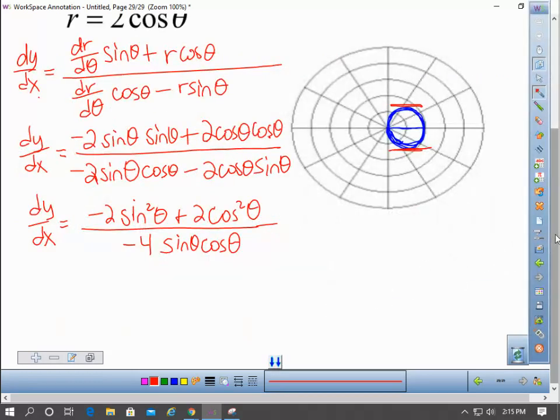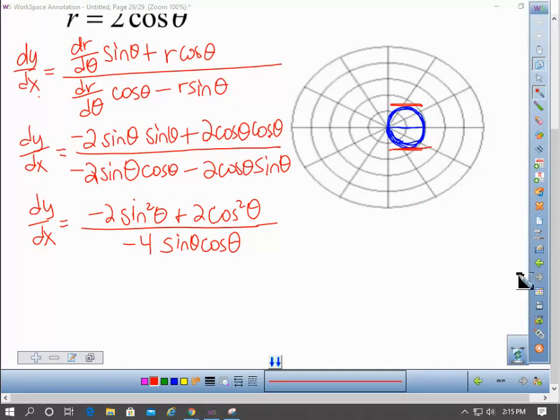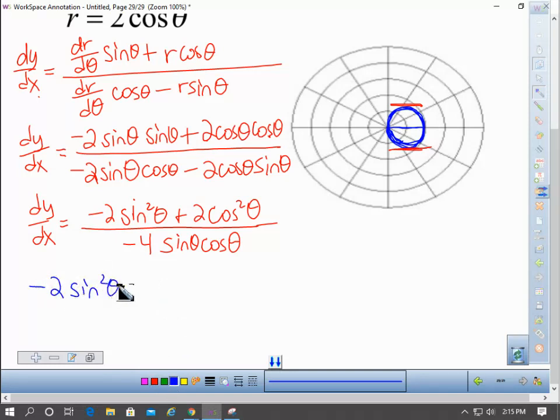All right, so what are we looking for? We are looking for horizontal tangent lines. So what's it take to be a horizontal tangent line? All right, well, to be a horizontal tangent line, we want our numerator to be 0. So we want negative 2 sine squared plus 2 cosine squared to equal 0. So we want our numerator to equal 0. But we want our denominator, remember, to not equal 0. So we'll come back to that here in a second.